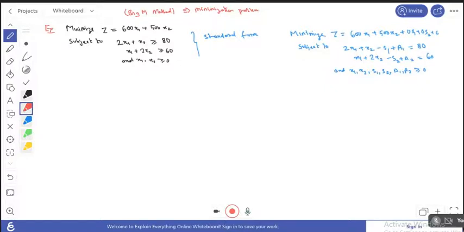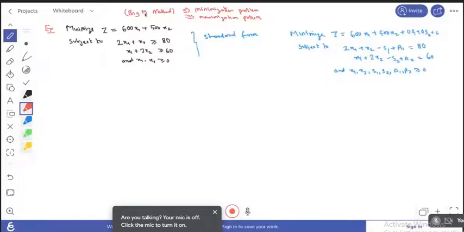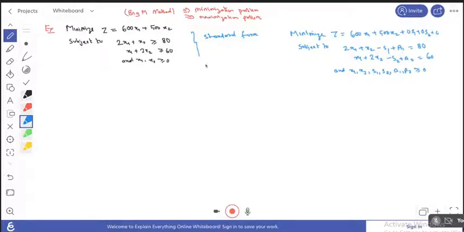The big M method works for both minimization and maximization problems. Both types of problem you can solve by using the big M method. Now we have to assign costs: big M means we assign the cost of the artificial variable as a big M. In this sense the cost is M, and this M is very large.